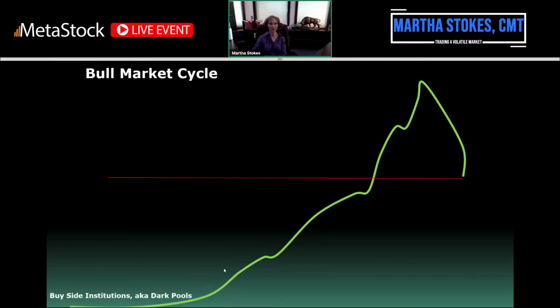The bull market cycle has buy-side institutions. They buy bargain price stocks. They'll buy at the bottoms. They'll form platforms as it moves up. This trend line can be daily. It can be weekly. It can be monthly. It can be annually. This is what happens.